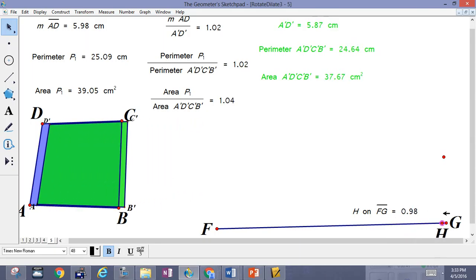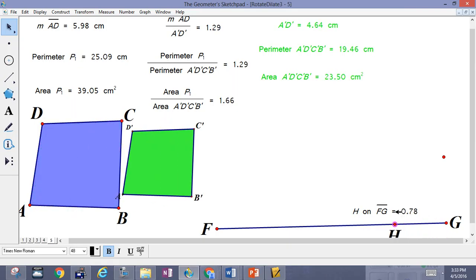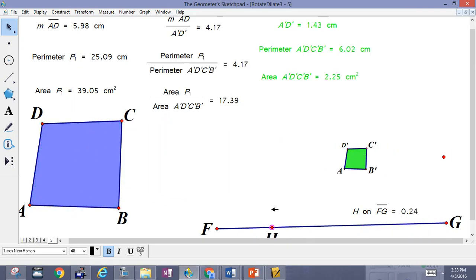And when they overlap, we do see that they are similar because the angles A and A prime, B and B prime, C and C prime, D and D prime are exactly the same. So we have the similarity: the green polygon is similar to the blue polygon. And if they are similar, then we want to take a look at the ratios. What we want to do is look at the ratio between the corresponding sides, the perimeter, and the area.